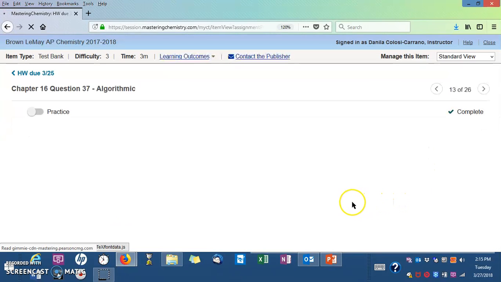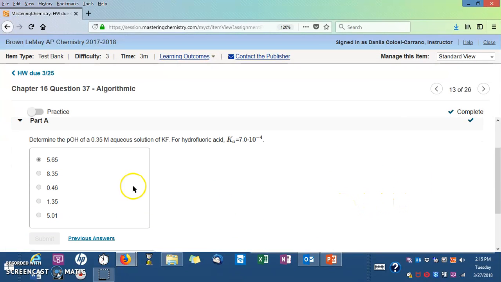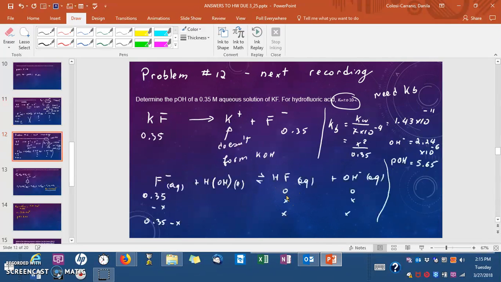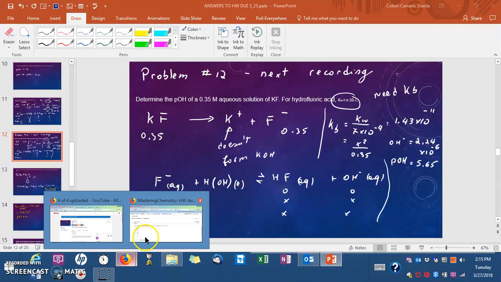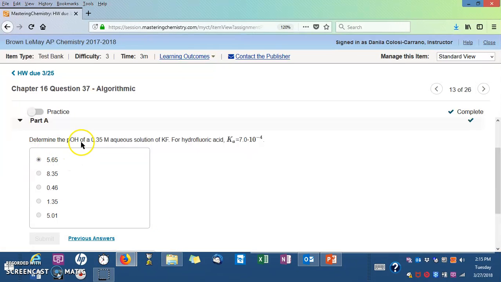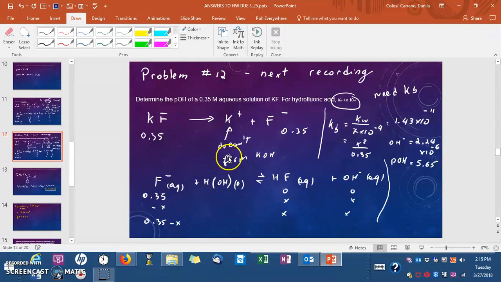Then for number 13 instead, determine the pH. So what I did in this problem, you have KF. So let's go back again. Determine the pOH. Okay, so pOH, watch out, it's not pH, of a solution that is made of that much moles per liter of KF, and you have the Ka for the hydrofluoric acid. Now, if you have the acid though, keep in mind that probably this is not what you need because you're dealing with KF, of which you have concentration.